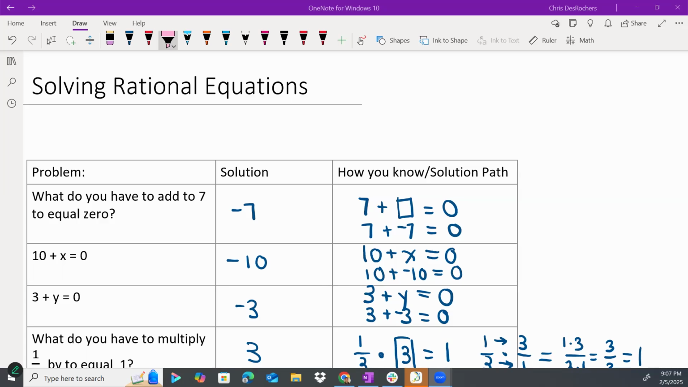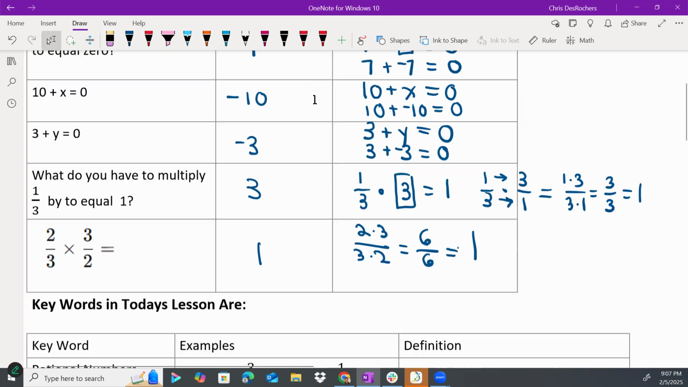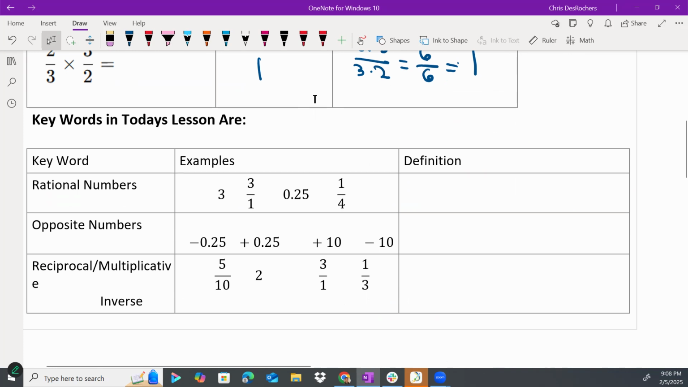All right. In today's lesson, again, we're looking to solve rational equations. And now would be a good time for us to look at some keywords in today's lesson. And perhaps because we're solving rational equations, we're going to need to know what rational numbers are. And we have some examples of rational numbers right here.